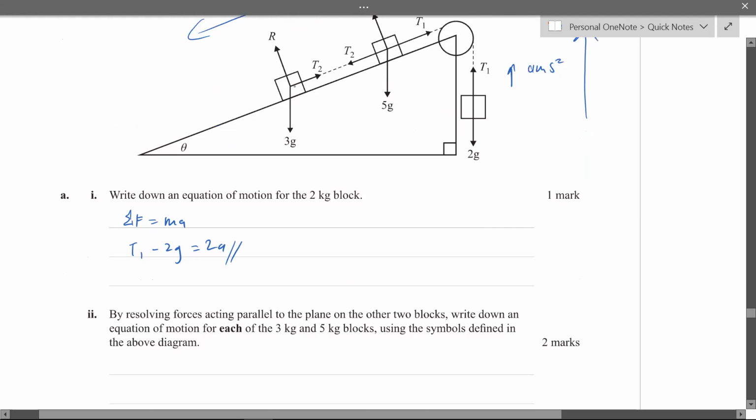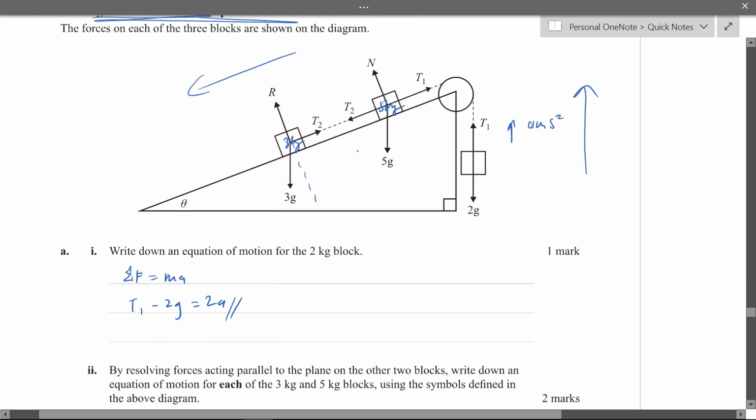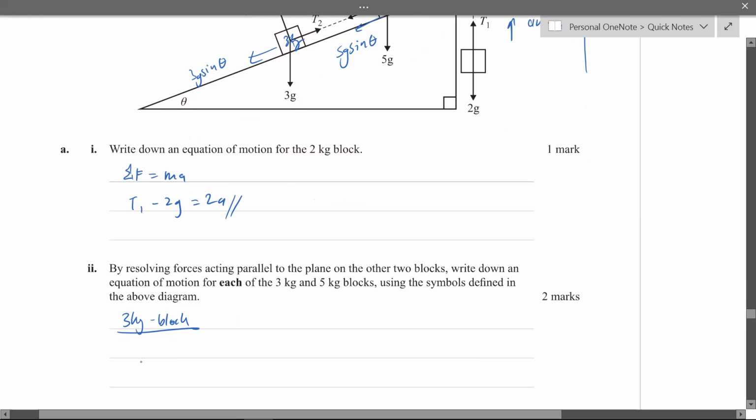So this is the 3 kilogram one, this is the 5 kilogram one. So for the 3 kilogram block, if we resolve the weight force, this would be 3g sine theta. And if we do that for the weight of the 5 kilogram block, it would be 5g sine theta. So for the 3 kilogram block, the total forces would be 3g sine theta minus T2 equals 3a.